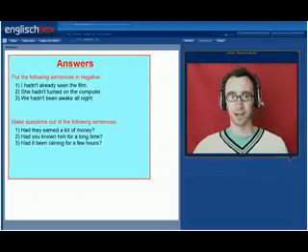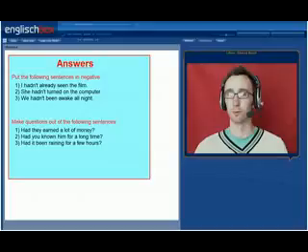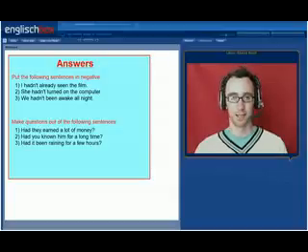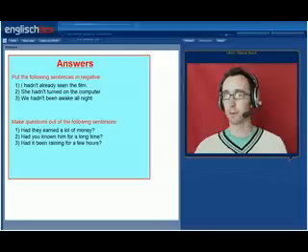Okay, so here are the answers. The first one should read, I hadn't already seen the film. Number 2, she hadn't turned on the computer. And number 3, we hadn't been awake all night. And the questions: had they earned a lot of money? Had you known him for a long time? And finally, had it been raining for a few hours?